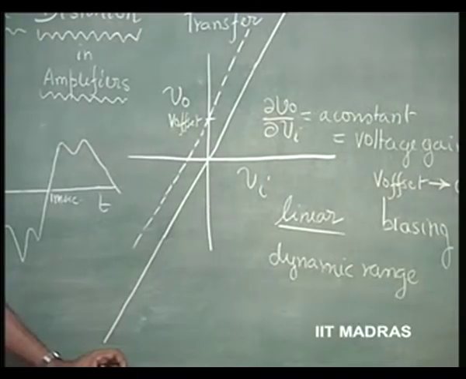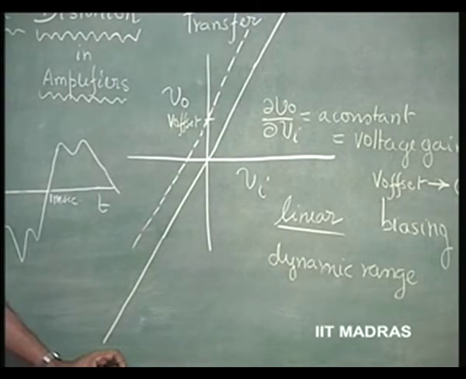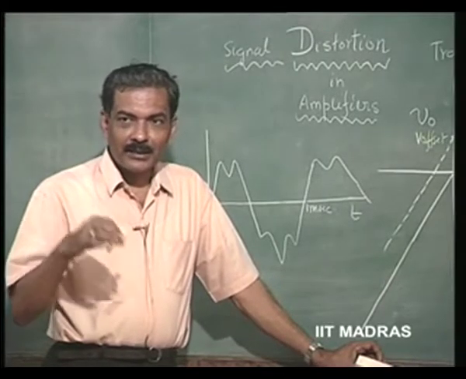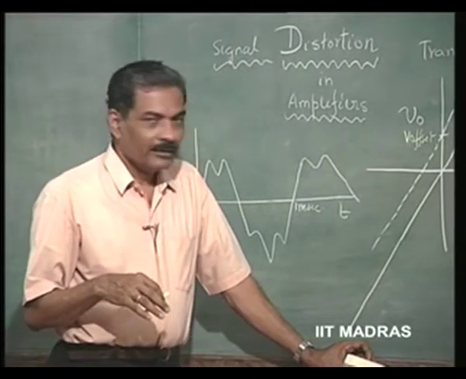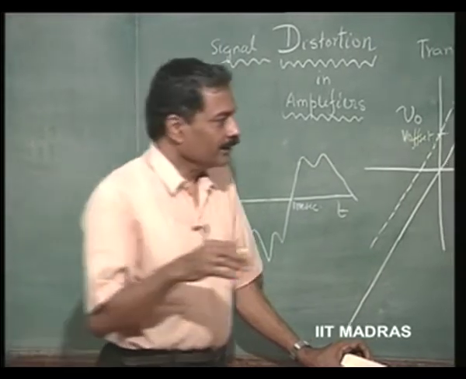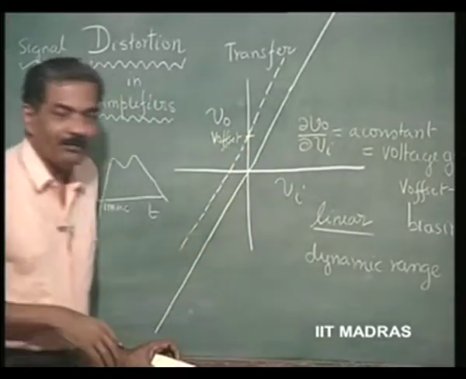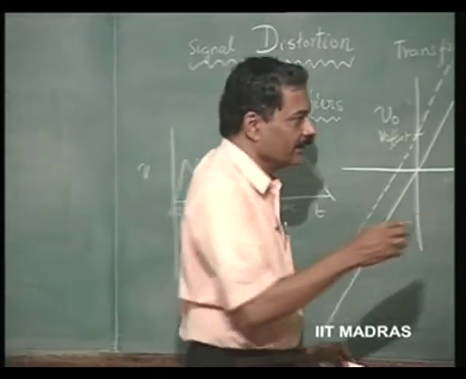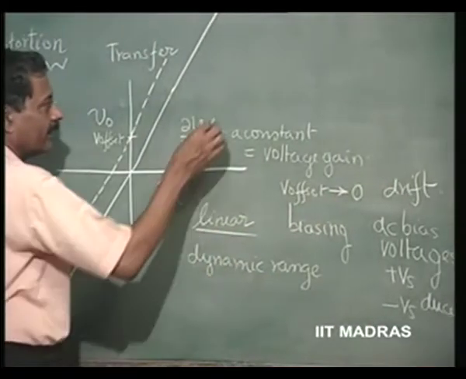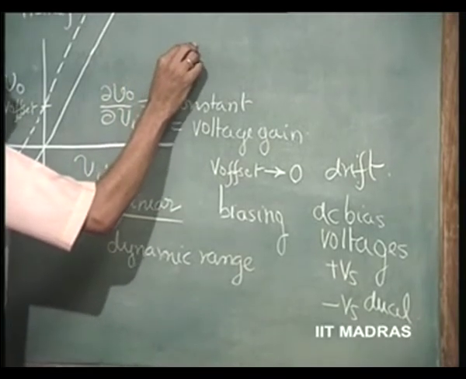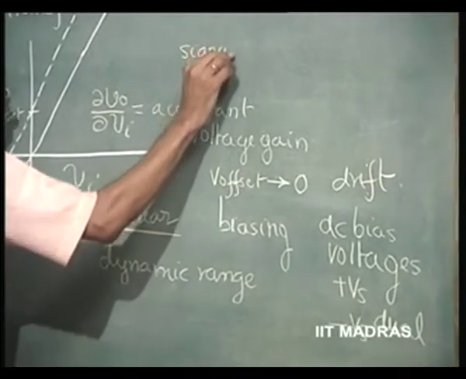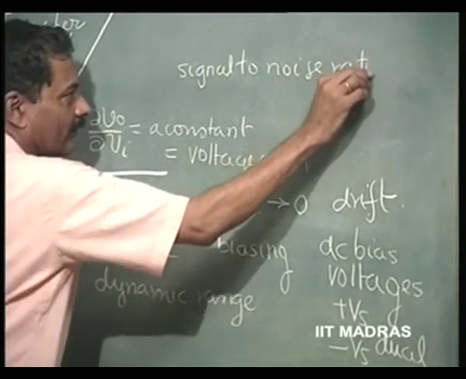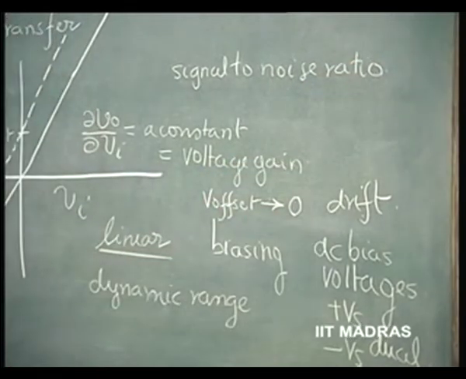So, this drift in offset voltage results in the signal, low frequency signal appearing such that we cannot distinguish it from the actual signal, time varying signal that we are using. So, this offset causes drift. This drift causes signal to noise ratio in the circuit to become poor.